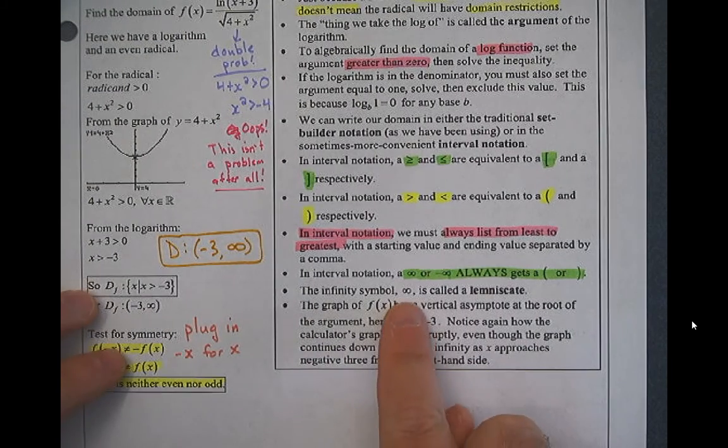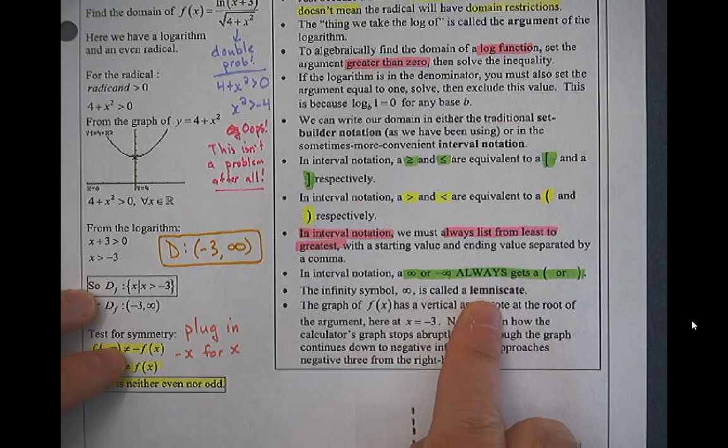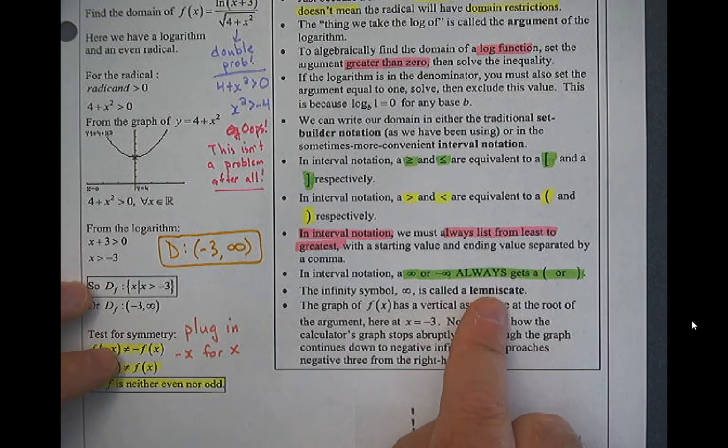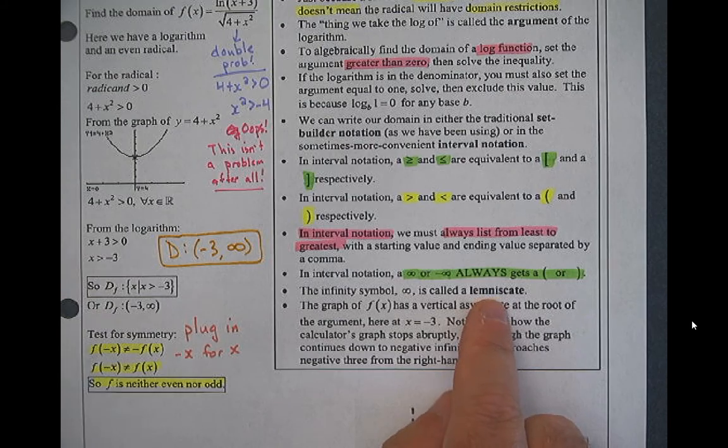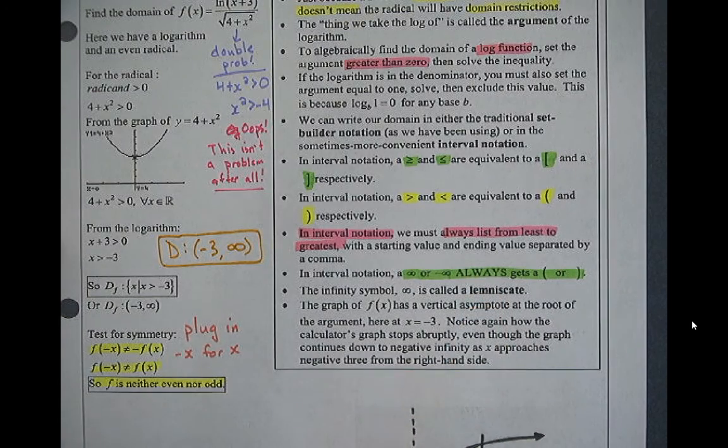If you're interested, the infinity symbol is called a lemniscate. I can help you graph that if you're interested using polar coordinates. You might remember that from the homework from the spring in pre-calculus. We went over polar graphs.